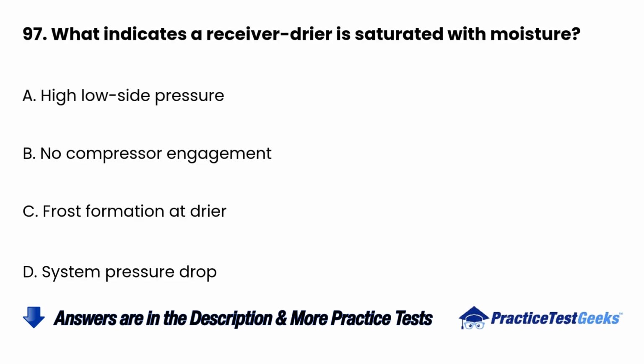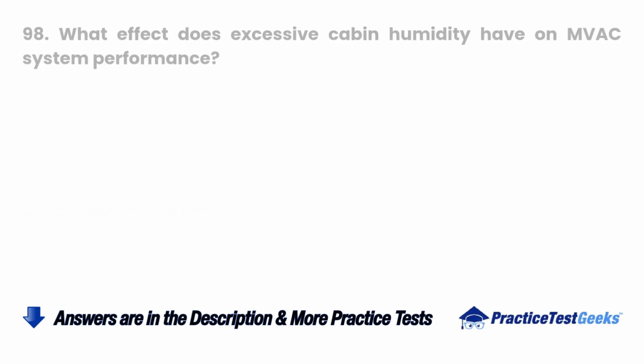97. What indicates a receiver dryer is saturated with moisture? A. High-low side pressure. B. No compressor engagement. C. Frost formation at dryer. D. System pressure drop.